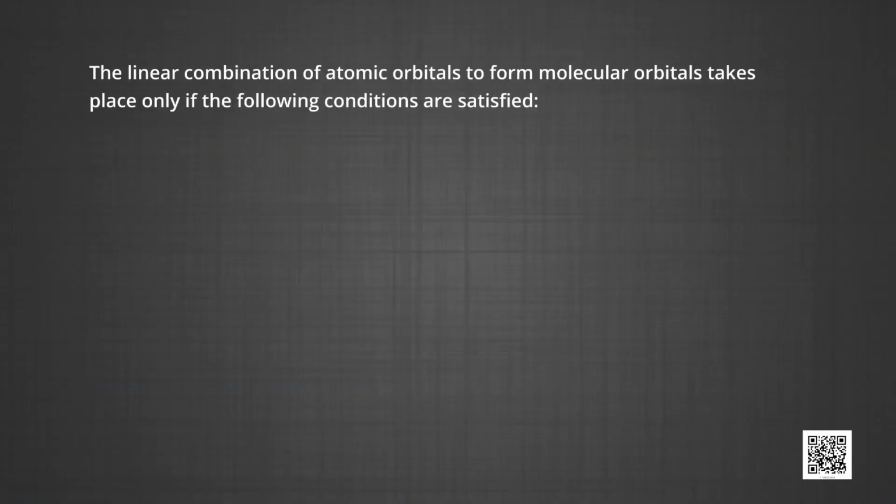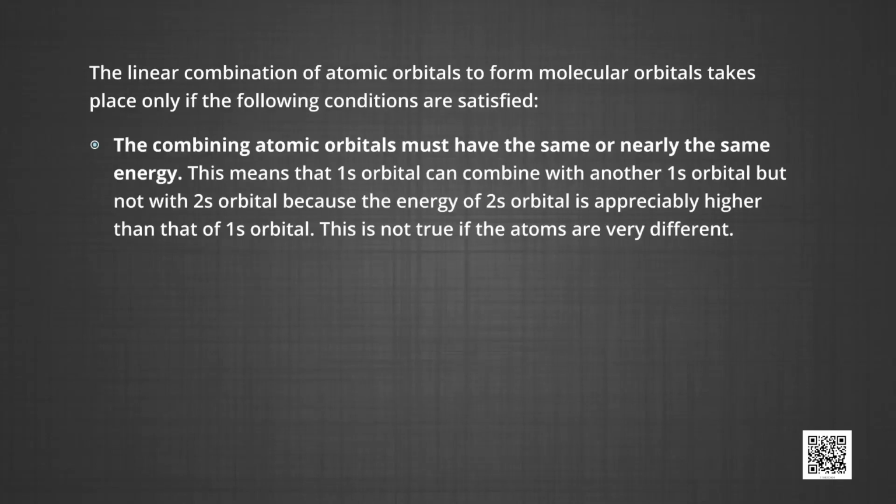The condition for the combination of the atomic orbitals: the linear combination of atomic orbitals to form the molecular orbitals takes place only if the following conditions are satisfied. First, the combining atomic orbitals must have the same or nearly the same energy. This means that a 1s orbital can combine with another 1s orbital, but not with the 2s orbital, because the energy of the 2s orbital is appreciably higher than that of the 1s orbital. This is not true if the atoms are very different.